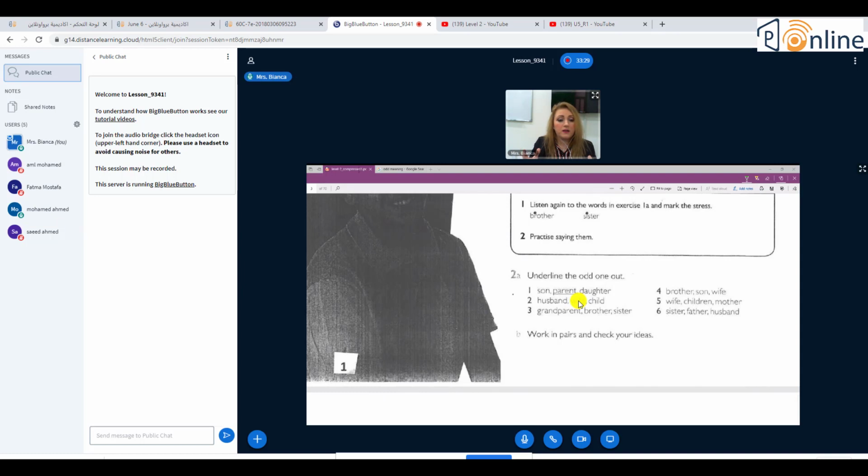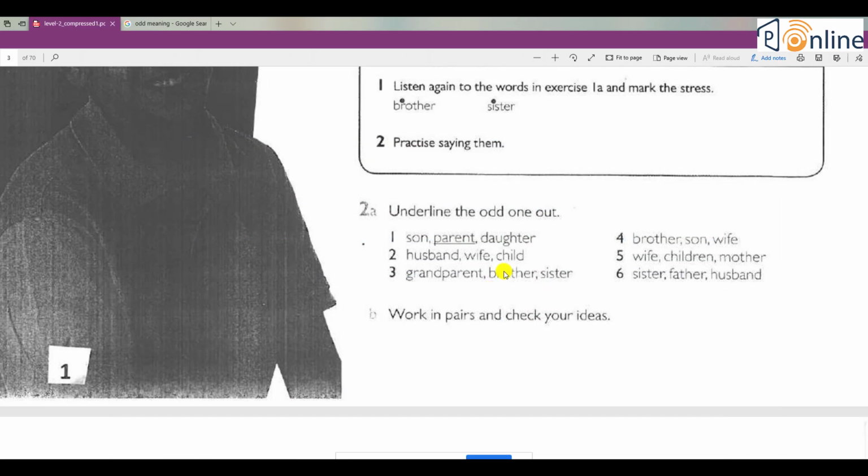All right, so what do you think, Muhammad? Which one should be the odd one? Child, in this case, because we already have the ones which fit each other, like son and daughter, husband and wife. So child is going to be the one underlined, I mean the odd one out. All right, very good, Muhammad. Number 3, we have grandparent, brother, sister. Syed, what do you think? We have grandparent.